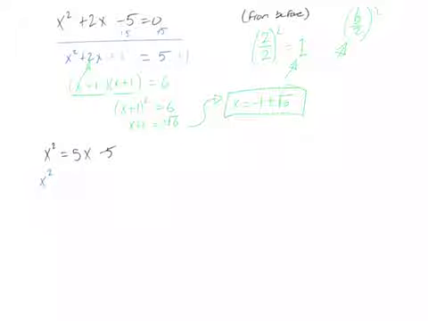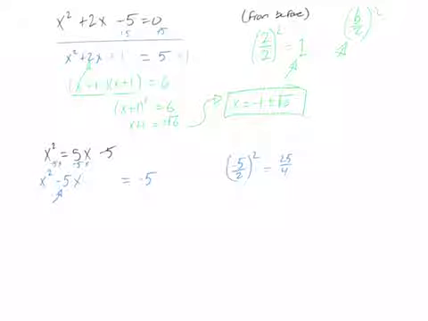X squared minus 5x, because I subtracted 5x from both sides, equals negative 5. So again, that's b right here. So I'm going to say negative 5 over 2 squared. Negative 5 over 2 squared comes out to be 25 over 4.